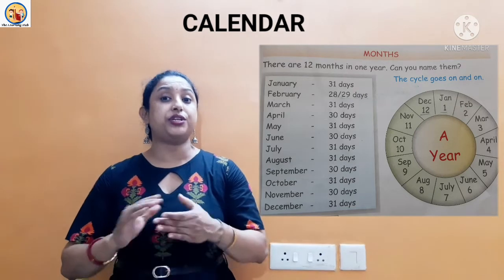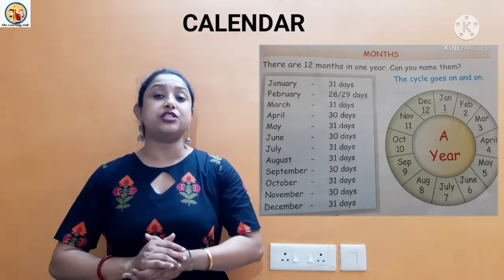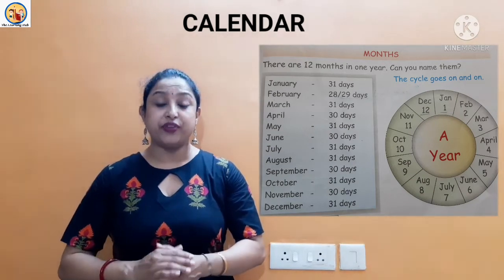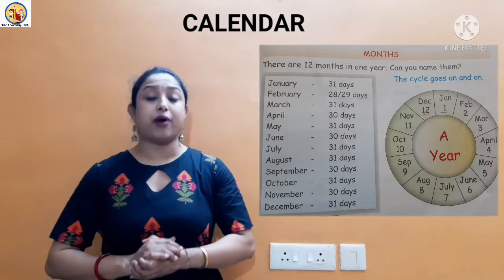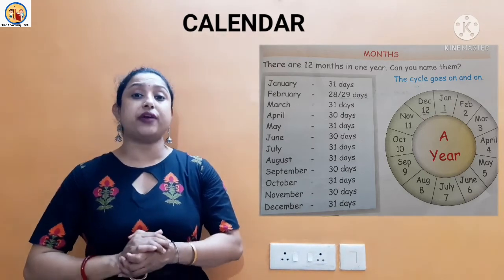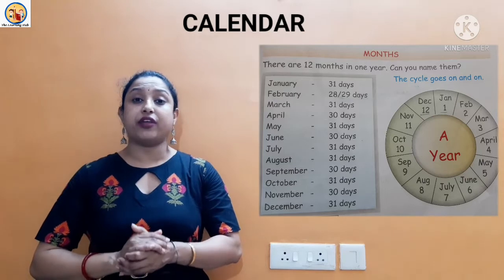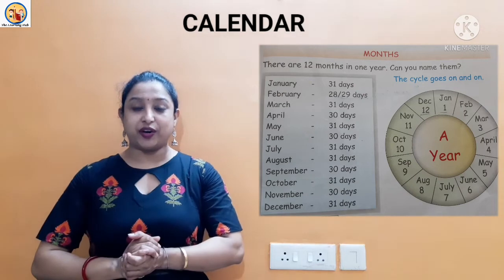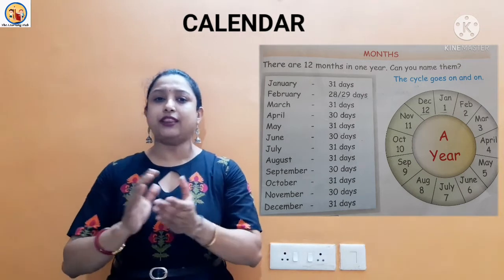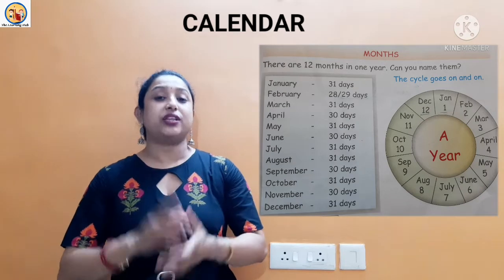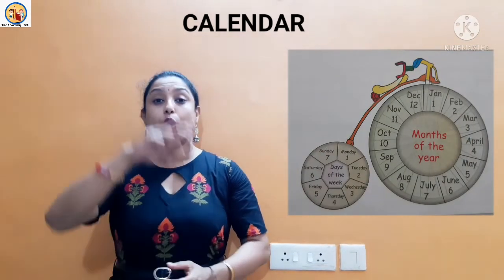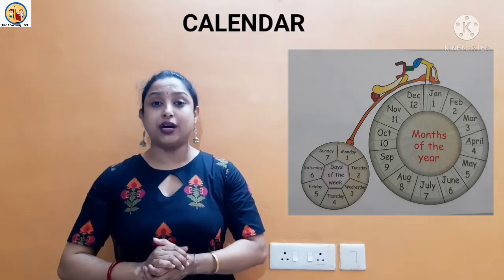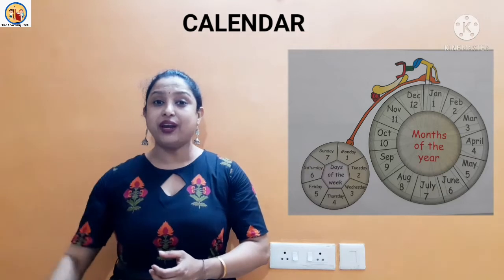So January to December, these are the months of the year, and there are 12 months in a year. January is the first month of the year, December is the last month of the year, April is the fourth month of the year, and October is the 10th month of the year. So the cycle of the months of the year goes on and on.